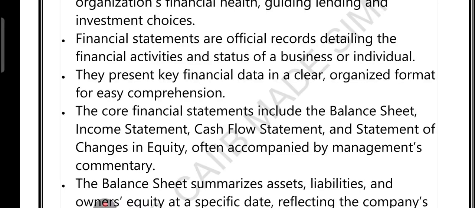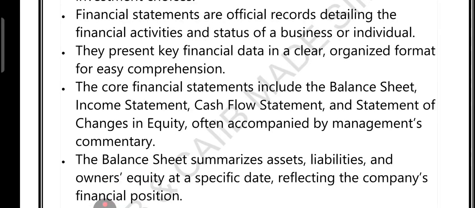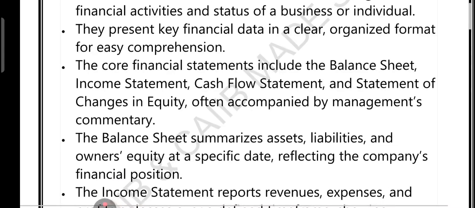The second kind of statement is the income statement. It shows revenue, expenses, and profit or loss over a period. It helps assess how the business performed. The third kind is the cash flow statement. It tracks actual cash in and cash out from operations, investment and financing. How much cash is coming in and going out from operations, investment and financing is taken care of by the cash flow statement.